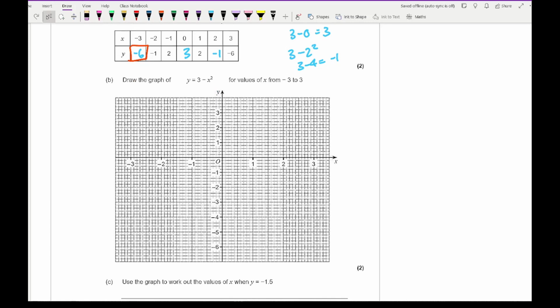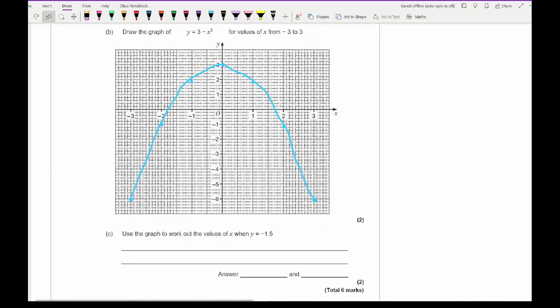So minus 3, minus 6 is here. Then we've got minus 2, minus 1. Then we've got minus 1, 2, which is here. Then 0, 3. Then we've got 1 at 2. And then 2 at minus 1. And 3 at minus 6 is out there. And then all I then need to do is join those points up. Right, something like that.